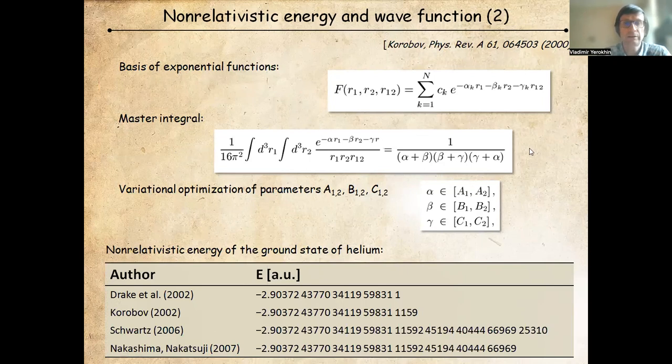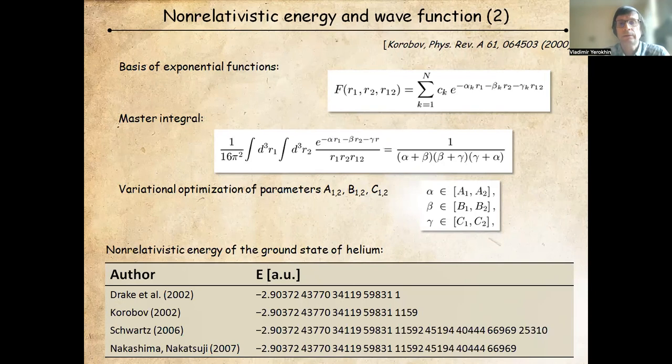There is just a single master integral, which is just a rational function, and all other integrals are obtained by differentiation or integration of this simple formula with respect to nonlinear parameters. It is important that all radial integrals, not only for non-relativistic energy, but for relativistic corrections and QED corrections, are calculated analytically with this basis. This is very important for our calculations.